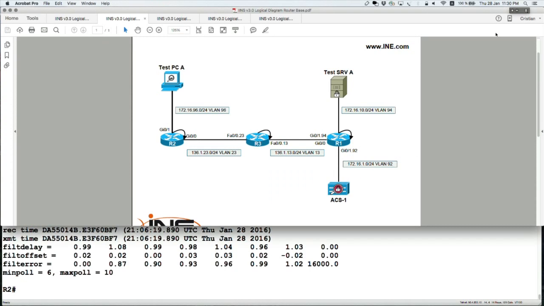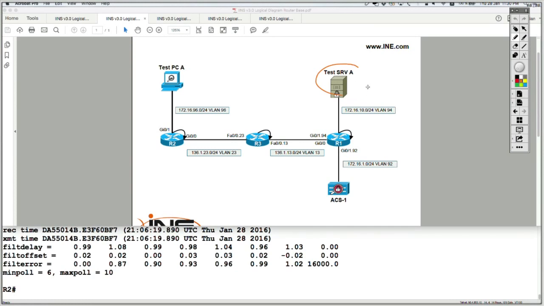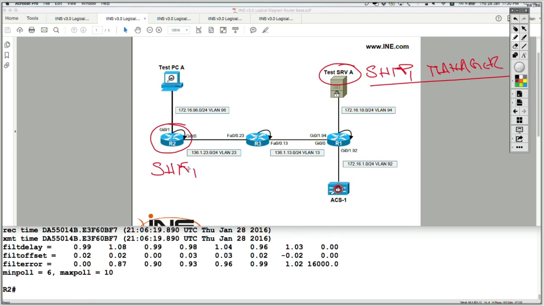So for example, if I would have installed on test server A an SNMP manager, which means a solution which allows me to manage the network via SNMP, and then on the router, which is router 2, this is going to be my SNMP agent. So I'm going to configure router 2 for SNMP functionality, which means I'm going to enable the SNMP agent.